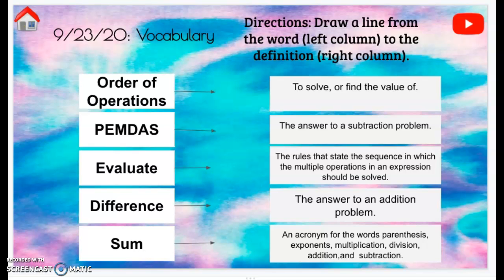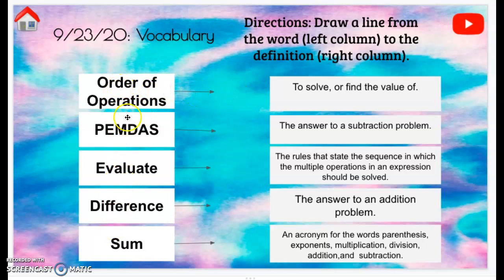September 23rd, 2020 vocabulary. Directions. Draw a line from the word in the left column, or the term, to the definition in the right column. So we're going to take these little arrows and click on them, and then you'll be able to drag them to whichever you think the definition is that matches. So let's take a look.